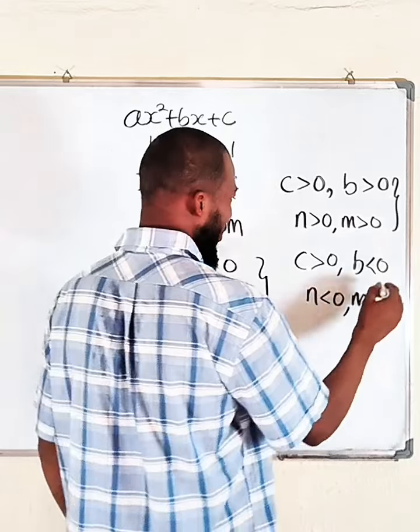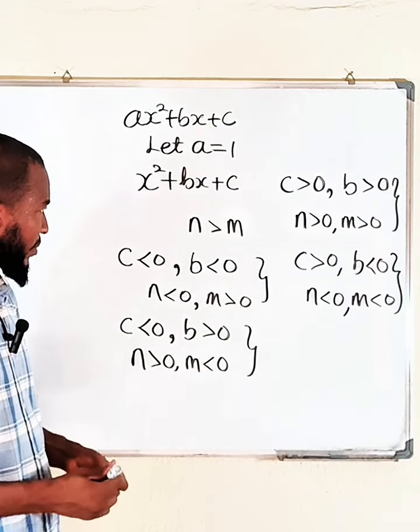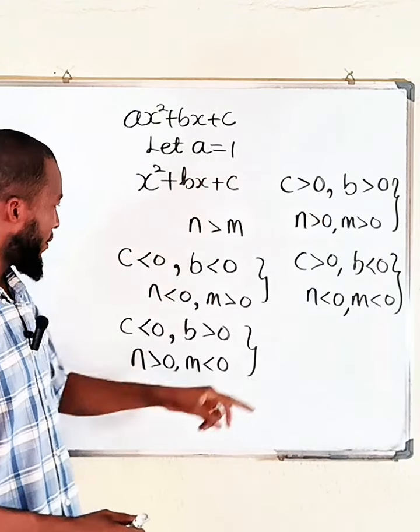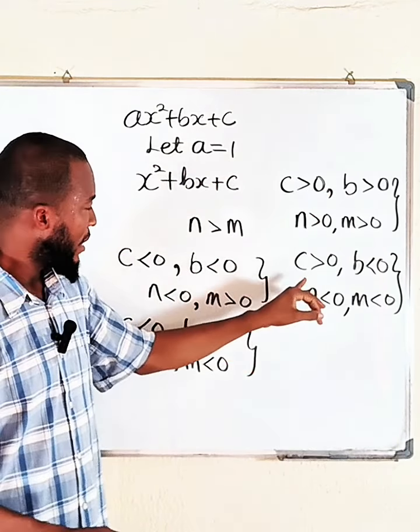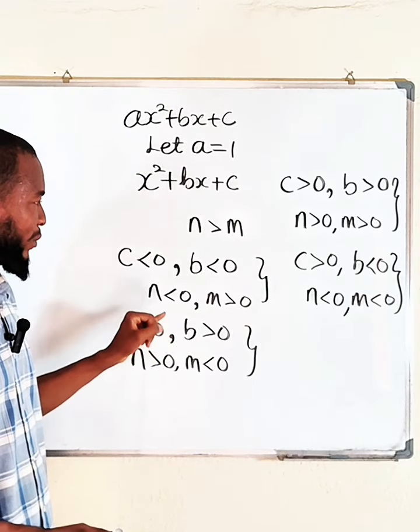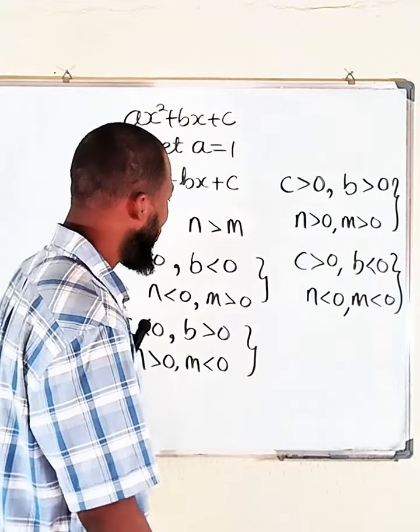You see another condition? Let me see, do we have another condition? Positive, positive, negative, negative, negative, positive, positive, negative. I think these are the four conditions. So this is very important.